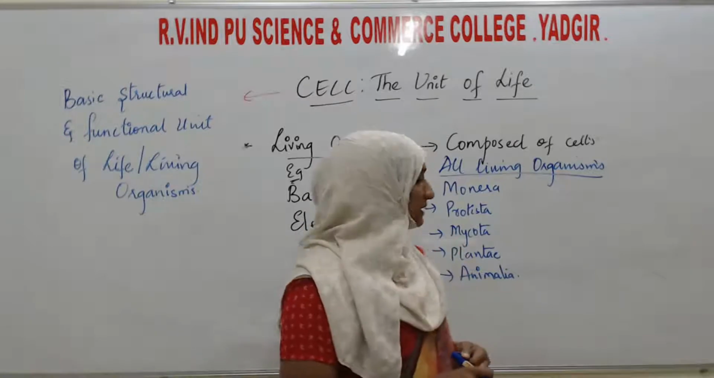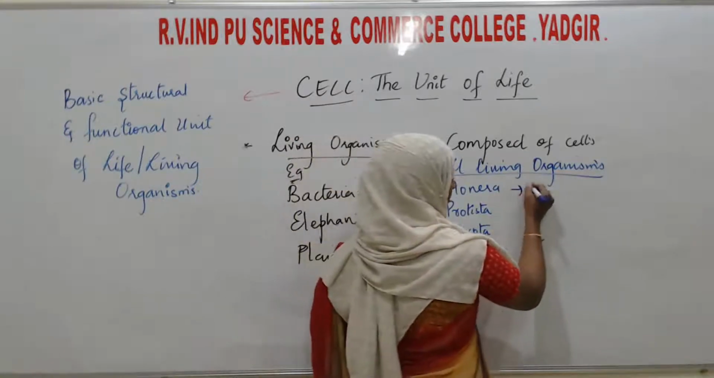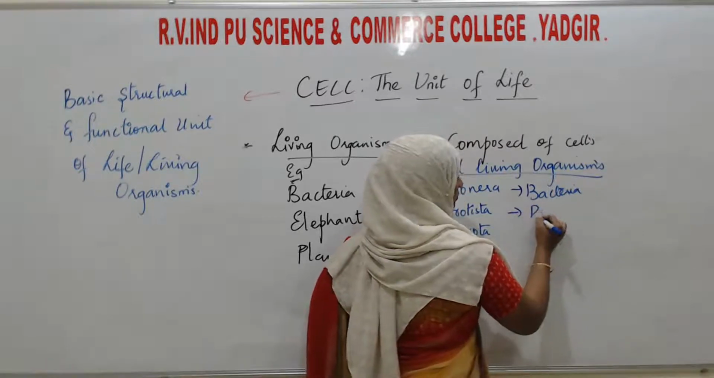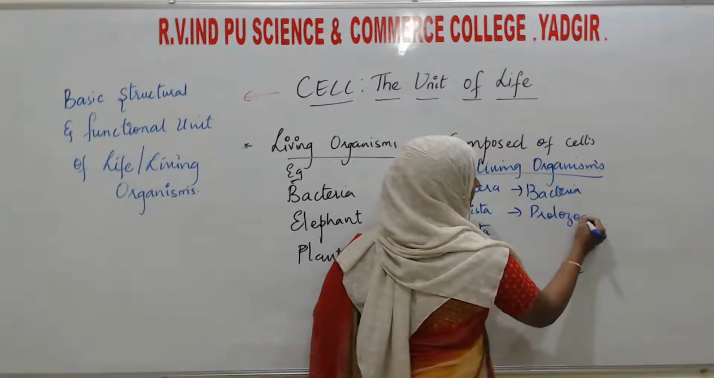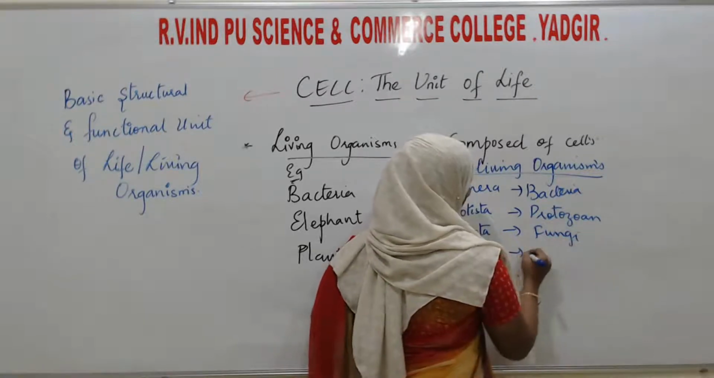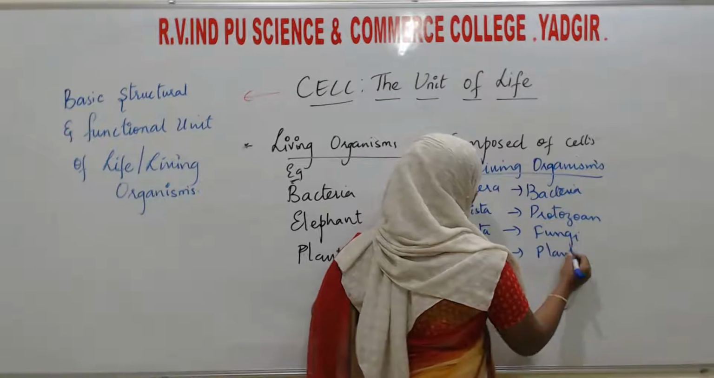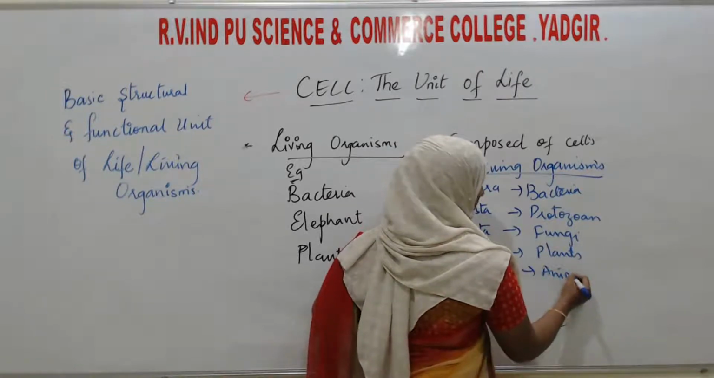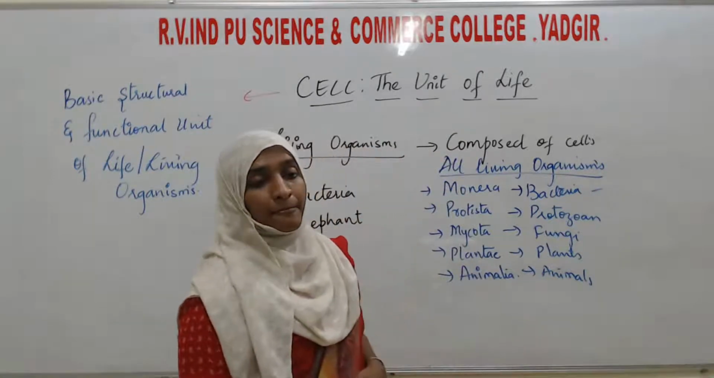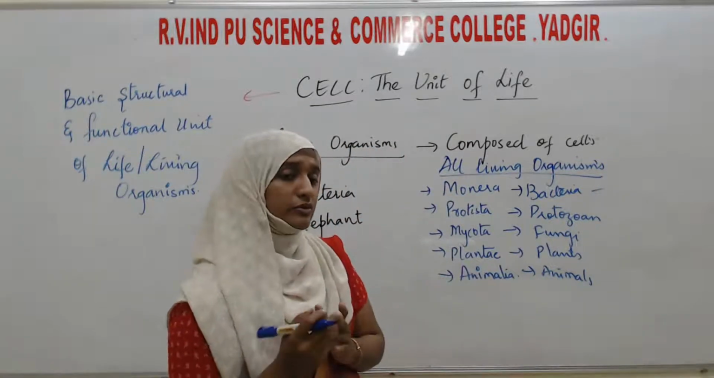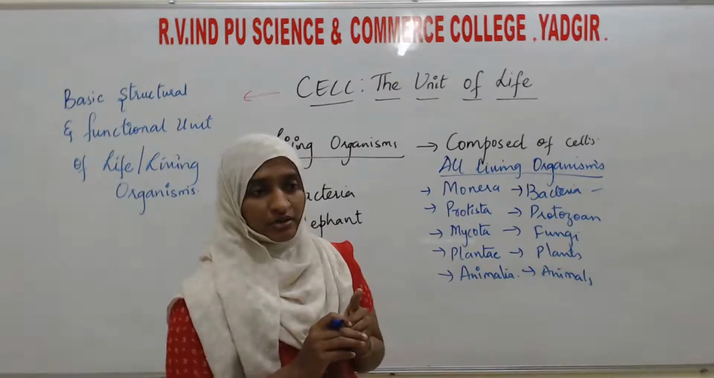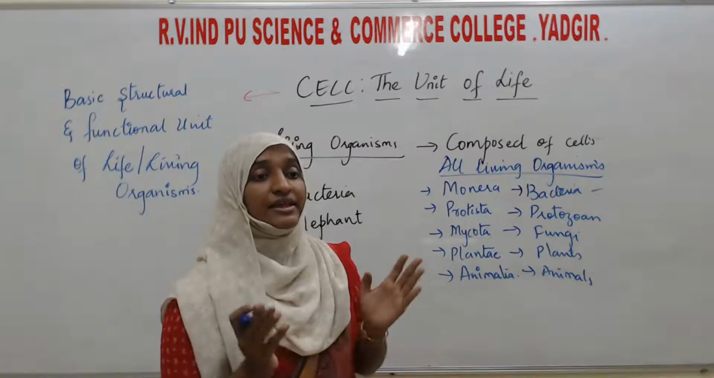So here, the kingdom Monera, to which all the bacteria belong, then protozoans, then fungi, plantae, plants, then animals. All these living organisms, including the bacteria, are composed of cells. Some are composed of only one cell, and some are composed of many cells.